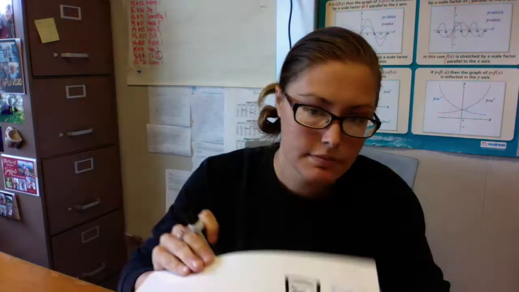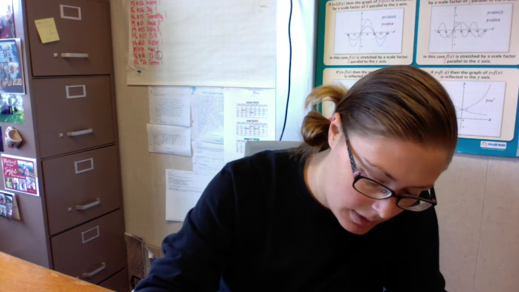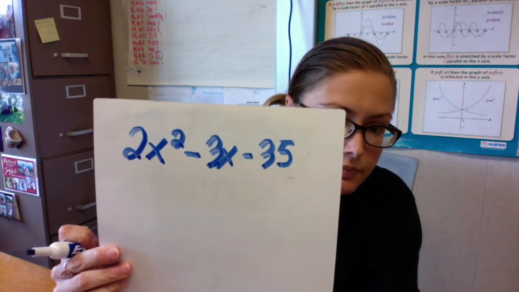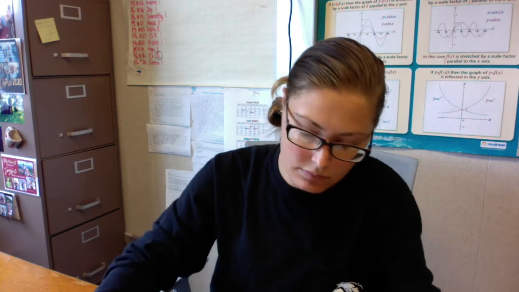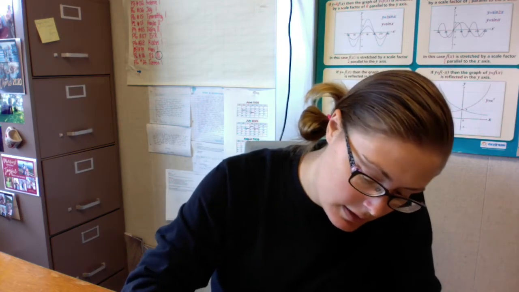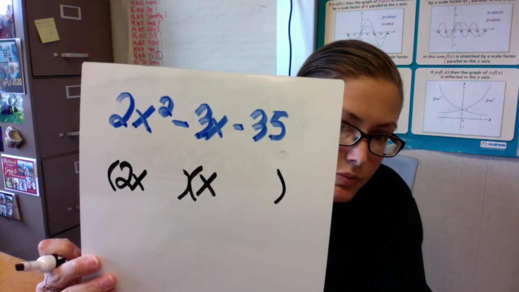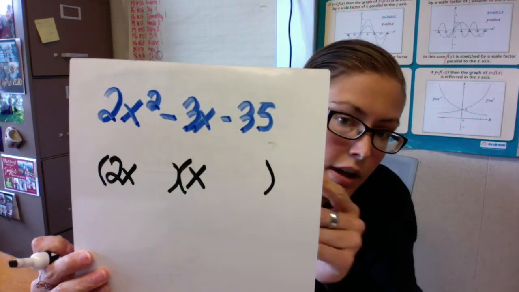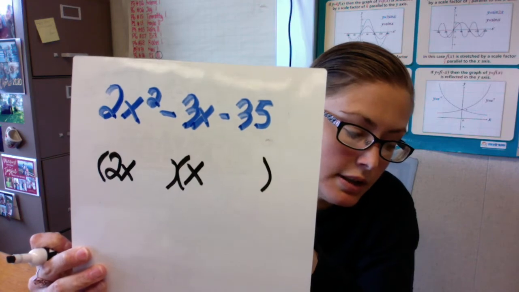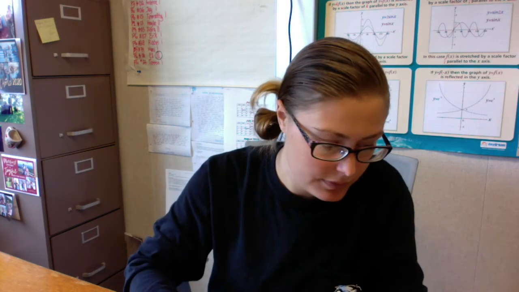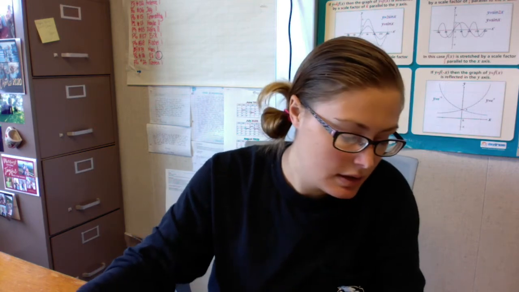Okay, next problem is another factoring. We have 2x squared minus 3x minus 35. We need our two parentheses, 2x in one of them, x in the other. So now we need to multiply to get 35 times 2, 70, and add or subtract to get 3. So we are going to use 7 and 5.